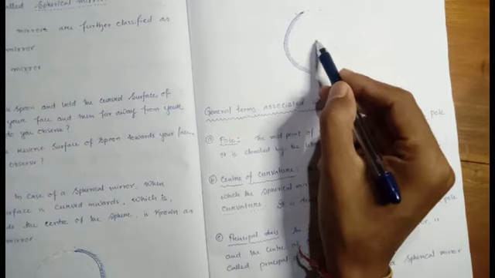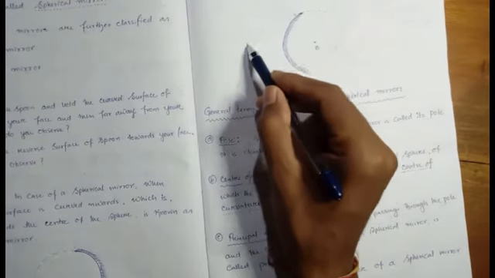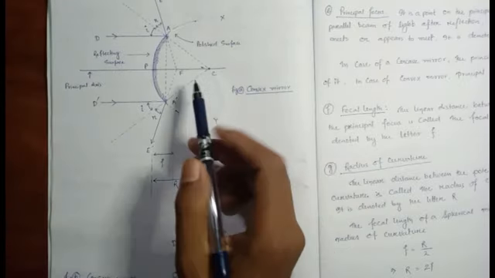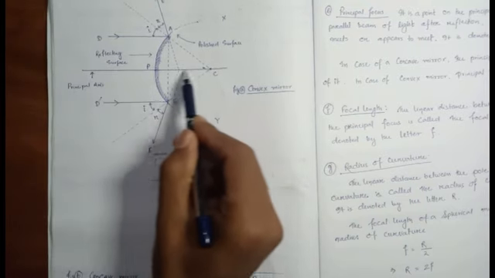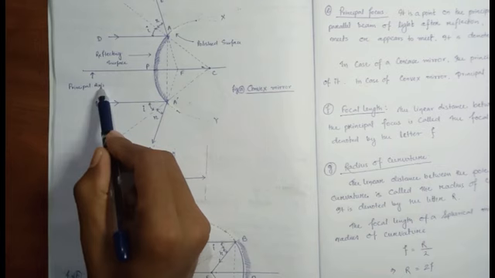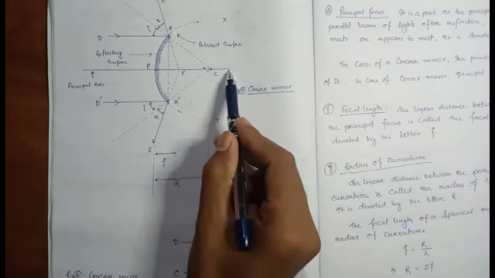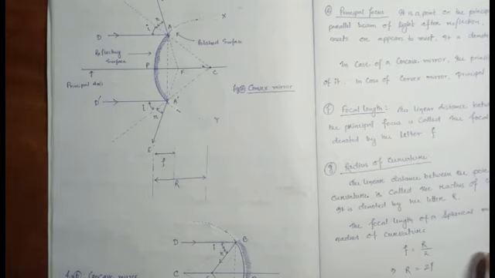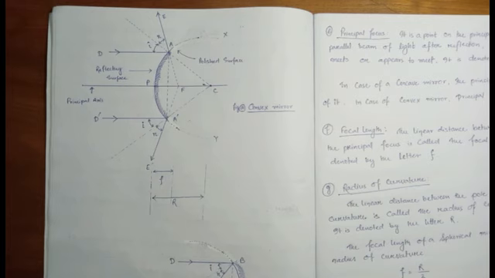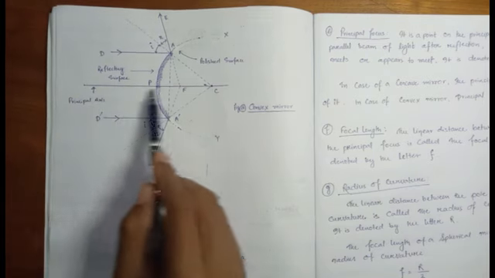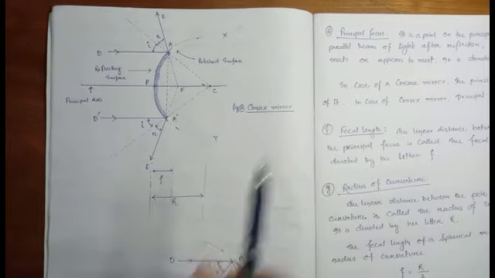Suppose this is your center and this point P is the pole, then the line should pass through this pole and center. You can see here in this figure we have drawn, this is your pole and this is your center. So this line is what? Principal axis. I hope you can draw this figure. You can pause and draw it. It will help you to identify the different terms that we use in case of spherical mirrors. So this is your principal axis, this is your pole, and this is your center.